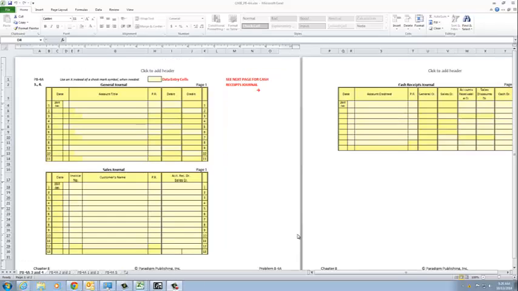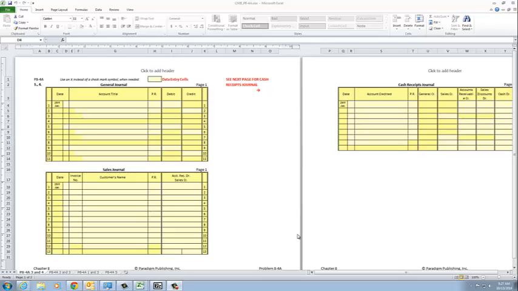In Chapter 7, we recorded the purchase of inventory for a merchandising business. In Chapter 8, we will be recording the sale of merchandise to customers. You can record sales in either the General Journal or in the more efficient Sales Journal. Let's take a look at Problem 8-4A in your textbook on page 375.